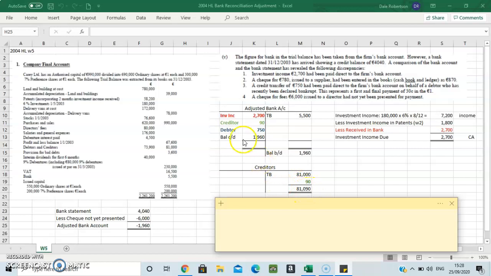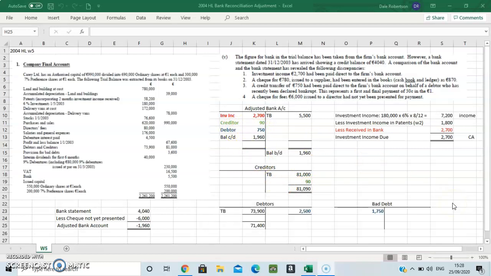And then finally, the blue one, the third entry, well, we'll just have a look at that here. It says a credit transfer of 750 has been paid directly from the firm's bank account on behalf of a debtor who has recently been declared bankrupt. This represents the first and final payment of 30 cents in the euro. So this chap owed us the full amount. He's only been able to pay us 30% or 30 cents in the euro, and that equates to 750.